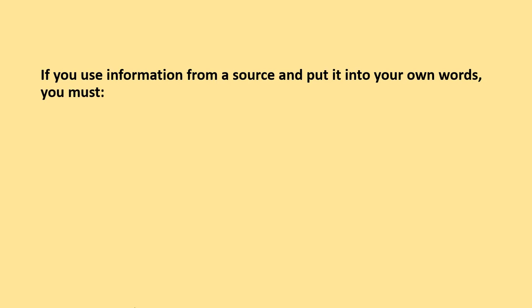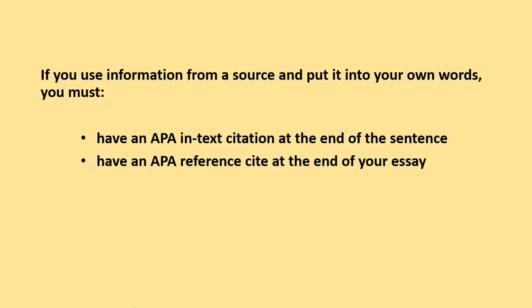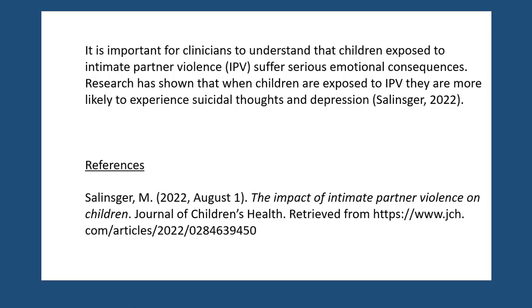Let's say you found that same article and you're like, well, I don't really need to use that quote exactly. I can put that into my own words. That's fine. But when you take information from a source and put it into your own words, you must have an APA in-text citation at the end of the sentence and have an APA reference cite at the end of your essay. So this is what this looks like, taking that same information but putting it in your own words.